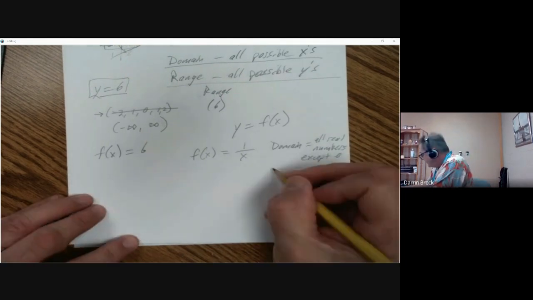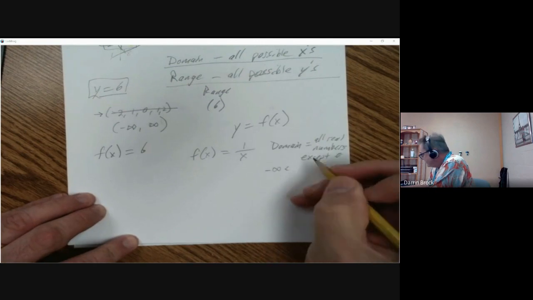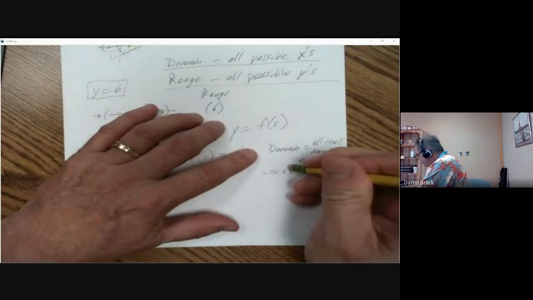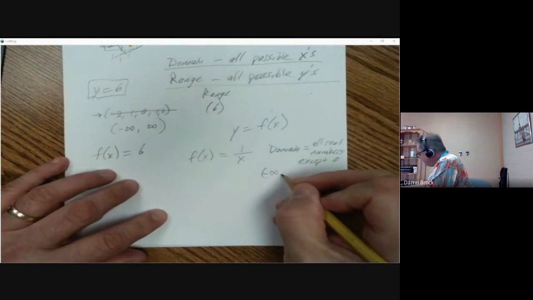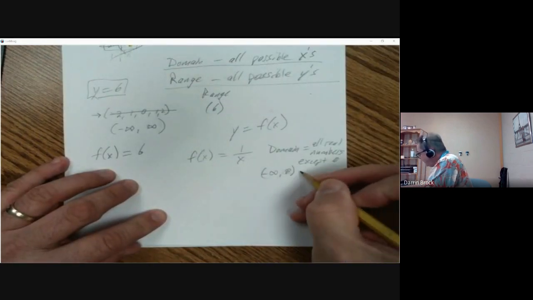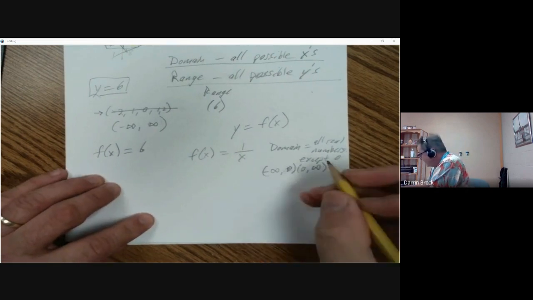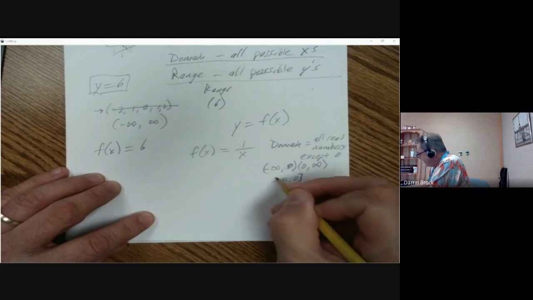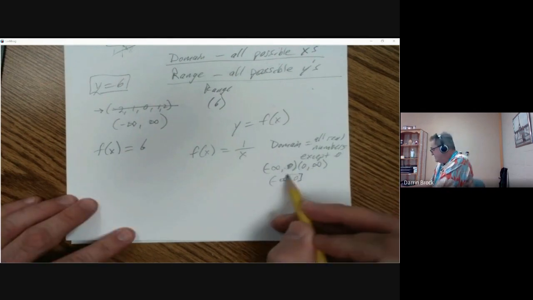Or we could say negative infinity is less than x. I'm sorry. Let's write it in the proper notation here. Negative infinity to 0 and 0 to infinity. But I use parentheses because 0 is not included, right? If 0 was included, we'd say negative infinity to 0 and we put a bracket. Bracket means include the 0. But we can't include the 0. It's only this and this.